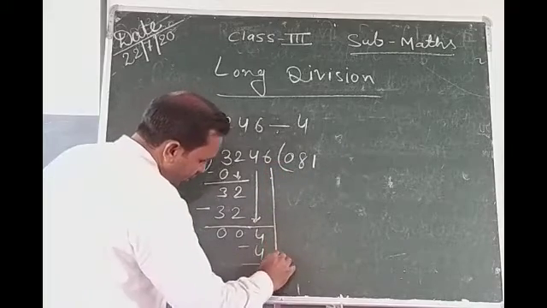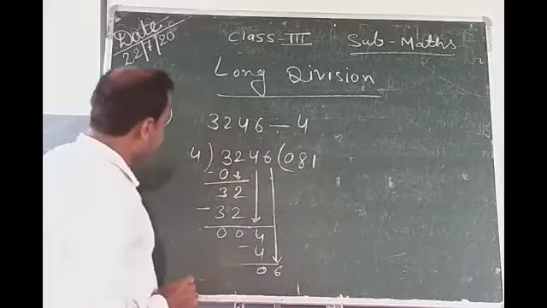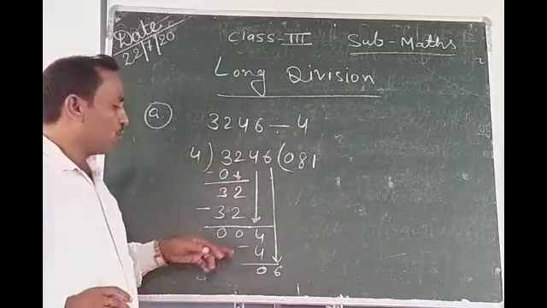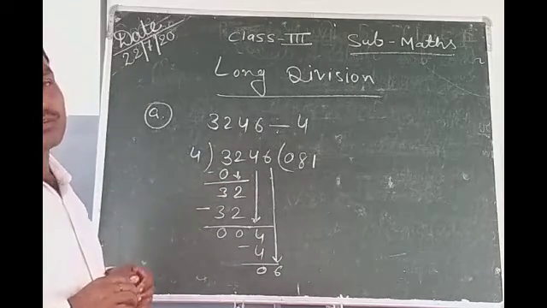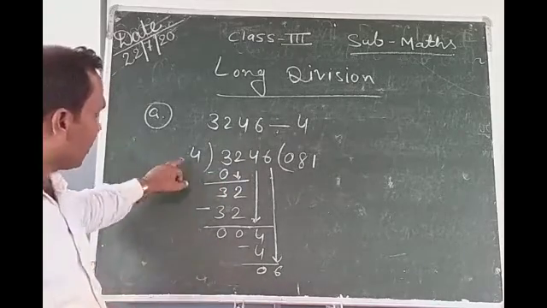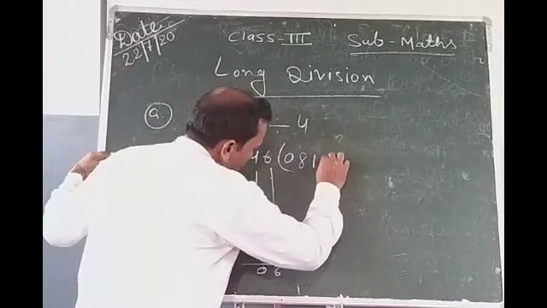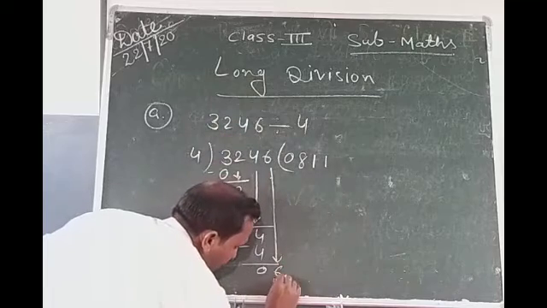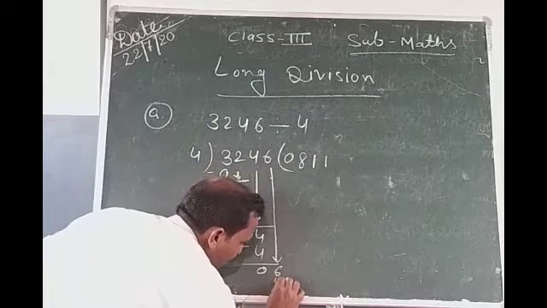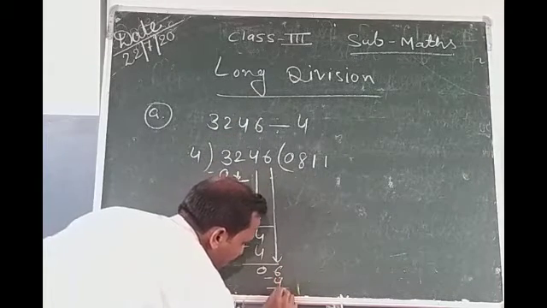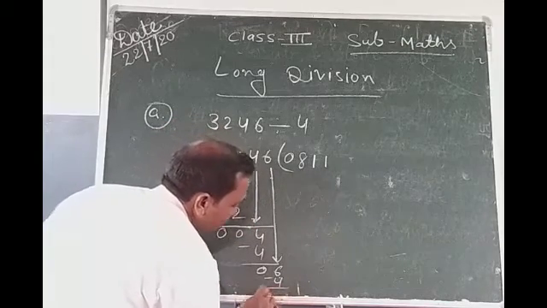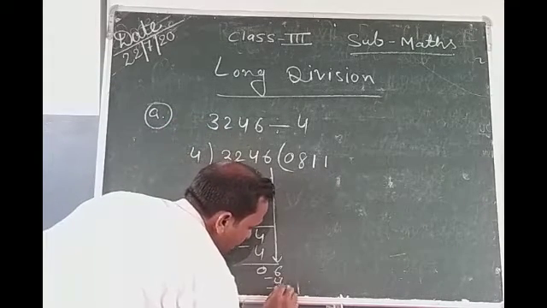And the next number in the dividend place is 6. Again you bring down 6 and read the table of 4. How many times is 6 coming in the table of 4? 4 times 6 is not coming. 6 is not in the table of 4. So you take only one time. 4 1s are 4, write 4 under 6 and subtract. 6 minus 4 equals 2.